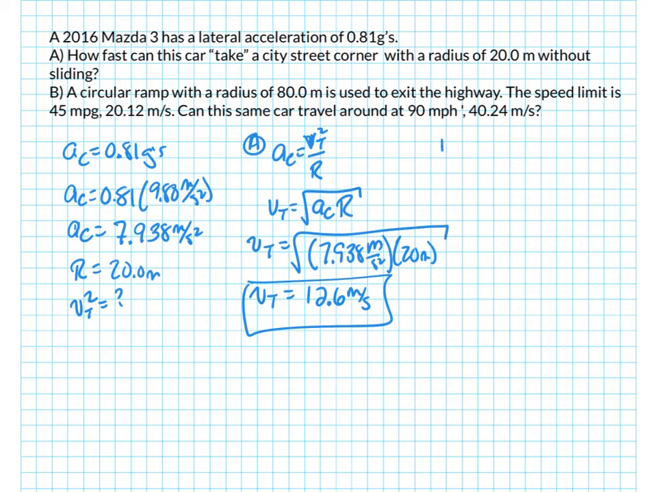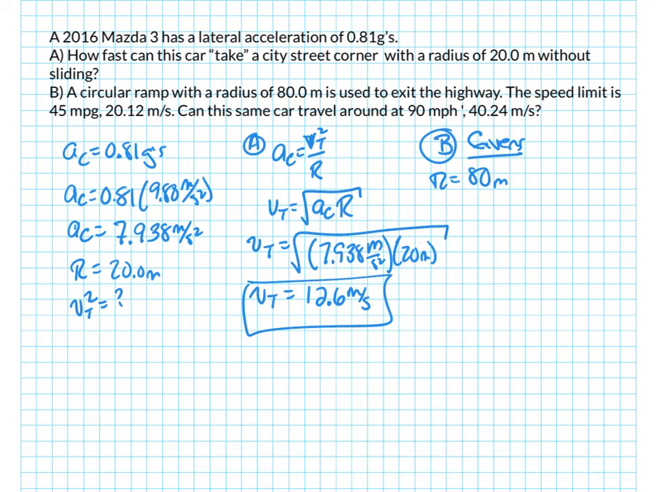Okay, part B. A circular ramp with a radius of 80 meters is used to exit the highway. So let's look at my givens for part B. R is equal to 80 meters. And the speed limit is 20.12 meters per second. Can this same car travel around at 90 miles per hour? That's twice the speed limit.